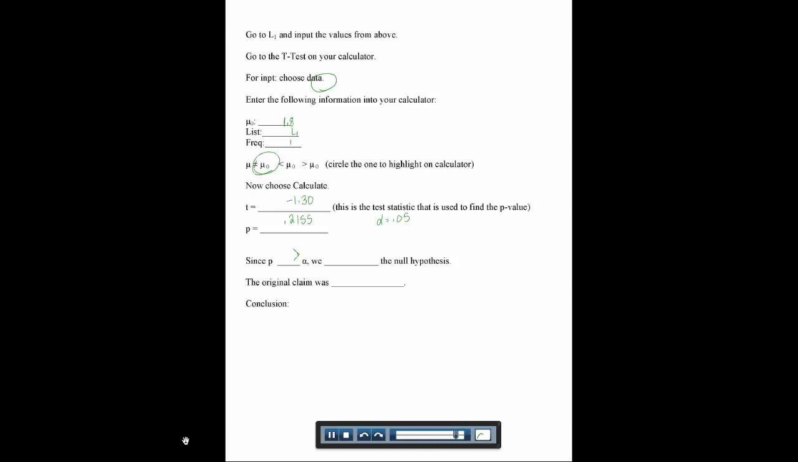Okay, so if alpha is 0.05, p is definitely bigger than alpha. So since p is bigger than alpha, we do not reject the null hypothesis, and the null hypothesis was the claim here. Okay, so our conclusion would be we do not reject the claim that the mean weight of a bumblebee bat is 1.8 ounces.